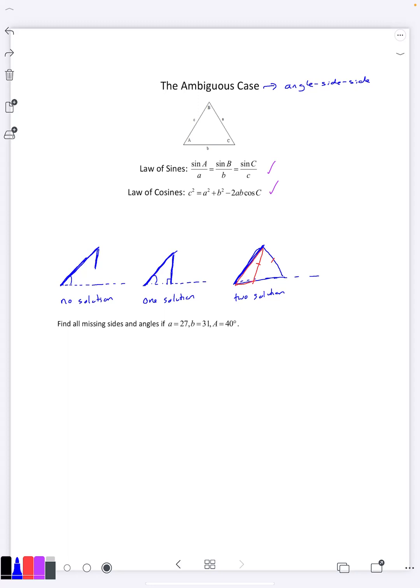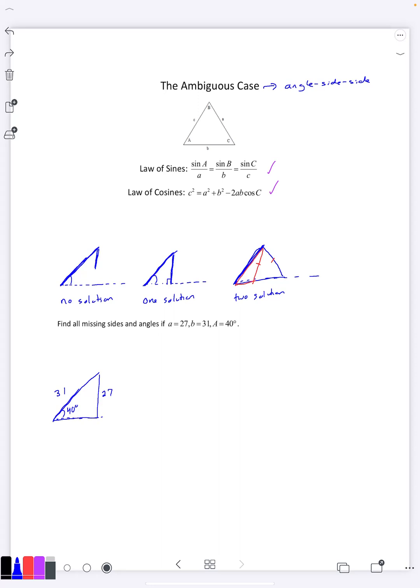We know the angle A is 40, so we have a 40-degree angle right here. We're saying this b is 31, so that means B is going to be the angle opposite to that. And then side a, which is opposite to angle 40 here, is 27. So I'm just going to draw it like this and assume that it's going to work out to form a triangle here. And then we're going to have to figure out what we actually get. So we're missing the bottom side, and we're missing these two angles inside here.